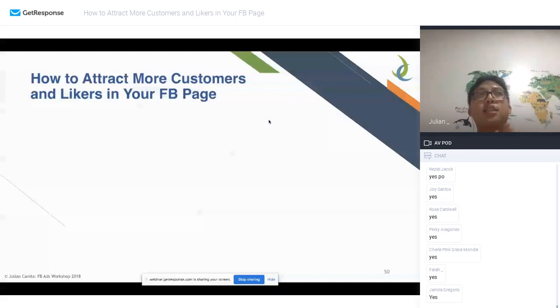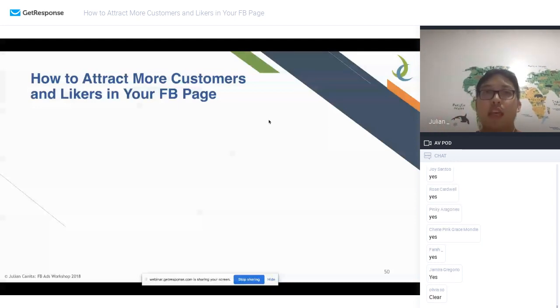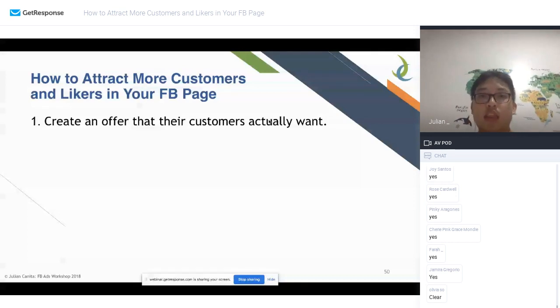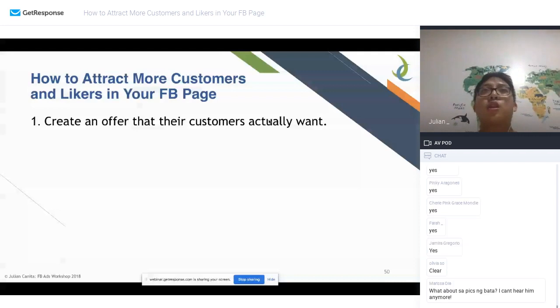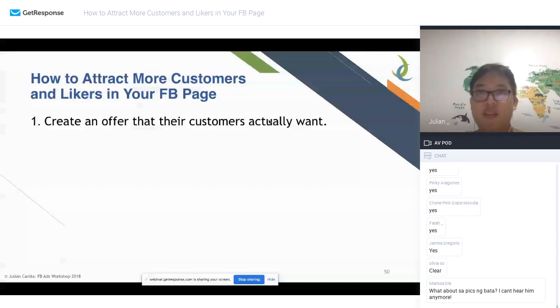So really, for us, how to attract more customers and likers for your Facebook page is honing in on the four elements. Having a good offer: create an offer that your customers actually want. What do they want, more than what you're selling? Let's use the example of the wedding cake again. More than the wedding cake itself, what is it actually that you're providing? You're providing a good experience for the newlywed couple, a stress-free experience where they don't have to worry about the cake. What are you offering them?